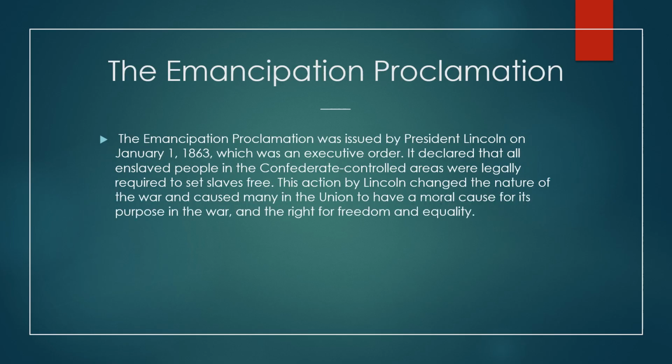The Emancipation Proclamation. The Emancipation Proclamation was issued by President Lincoln on January 1, 1863, as an executive order. It declared that all enslaved people in the Confederate controlled areas were to be set free. This action by Lincoln changed the nature of the war and gave many in the Union a moral cause for its purpose in the war and the right for freedom and equality.